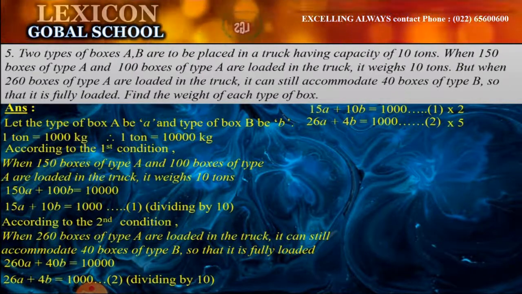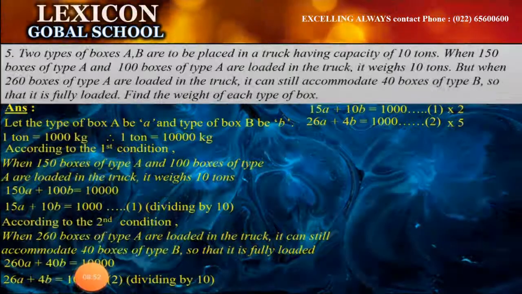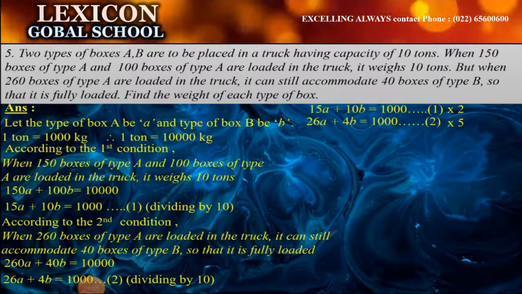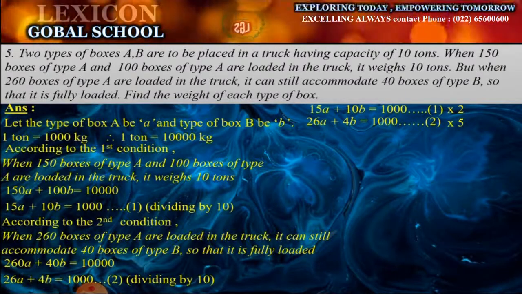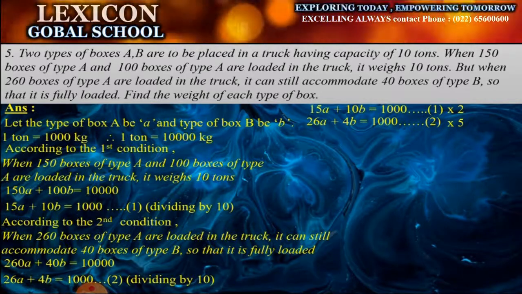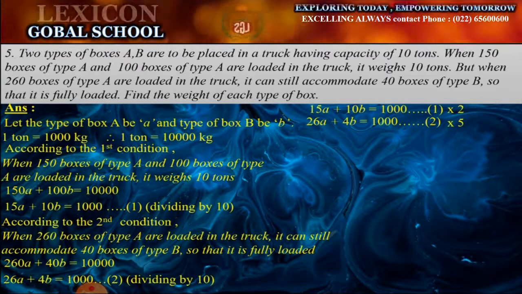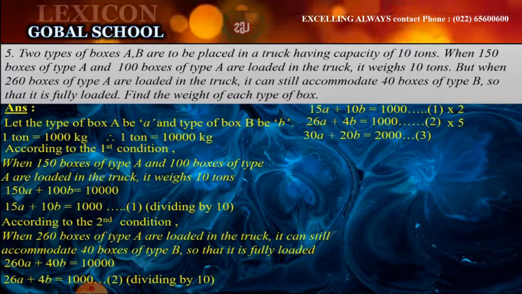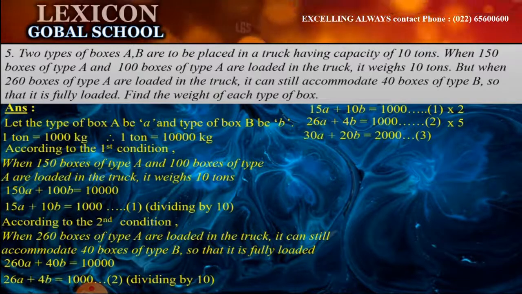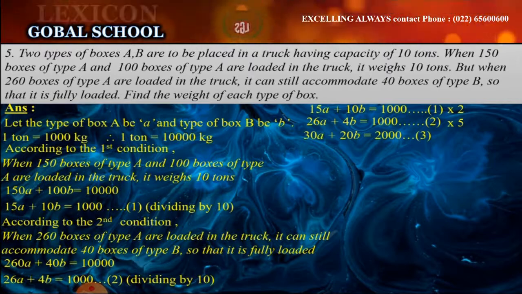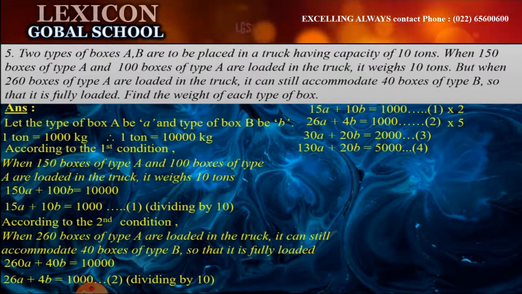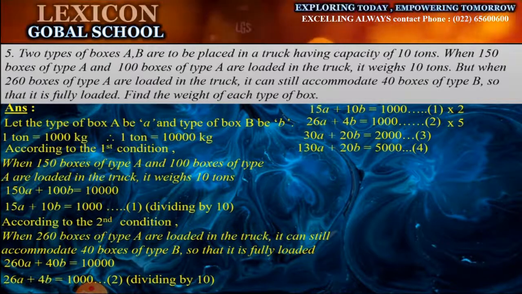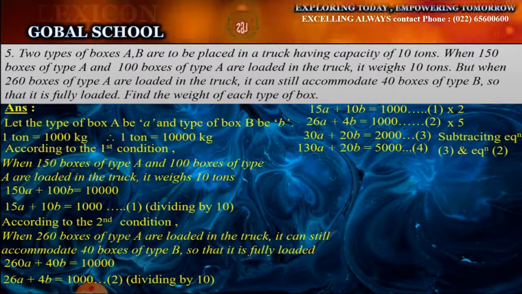We are going to take out the LCM. Since the coefficient of B has 10 and 4, the LCM is 20. So we are multiplying equation 1 by 2 and equation 2 by 5, so that we can get 20 in the coefficient of B. So 15 twos are 30A plus 20B is equal to 2000, equation 3. 26 into 5 is 130A plus 4 into 5 is 20B is equal to 5000. As you can see, the coefficients have become same.